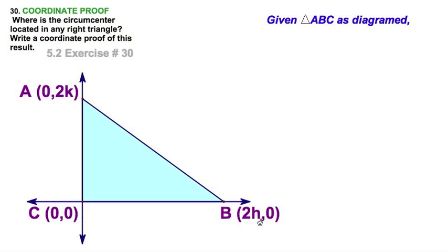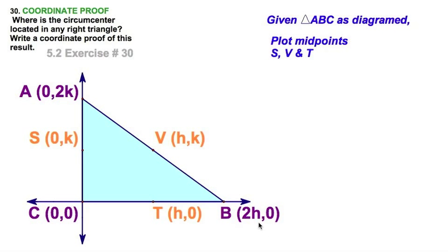And B is, again, as you can see, 2h, 0. You'll see why in a minute. Well, of course it is. So this is our given, the diagram. Because we need midpoints, first thing. Well, that's why we arbitrarily chose 2h, so the midpoint would be h, 0. And of course, over here, 0, k. And this would be h, k.